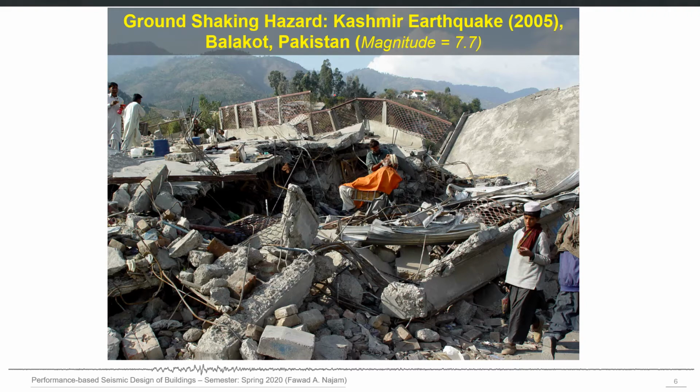1 month after the earthquake event. It was a magnitude 7.7 event and caused more than 70,000 deaths. You can see here that people have just started living over the rubble, and these are their houses, which were made of reinforced concrete, and most of them in the northern part of Pakistan collapsed.